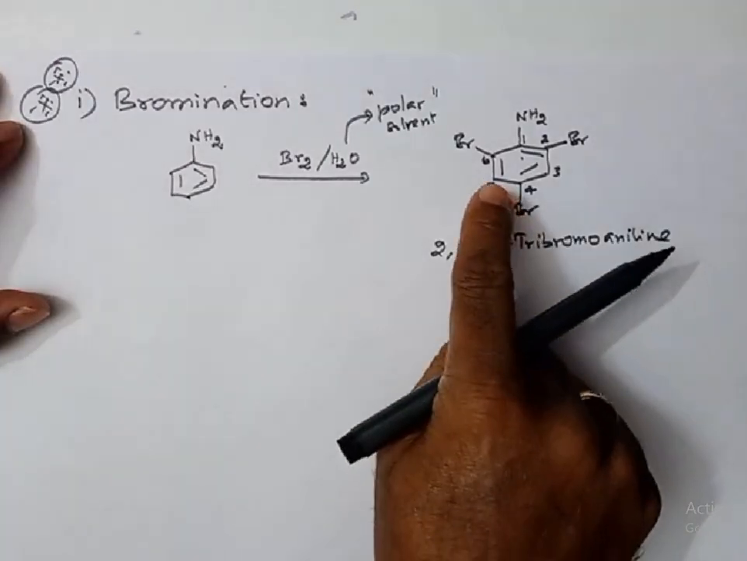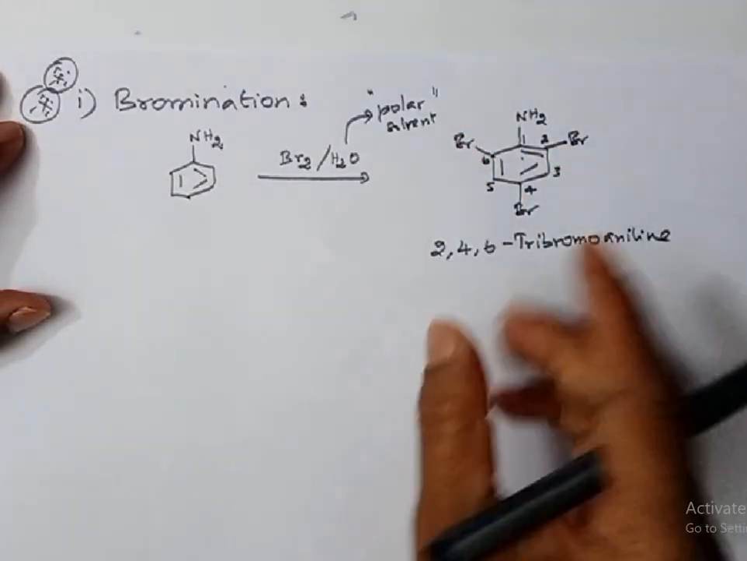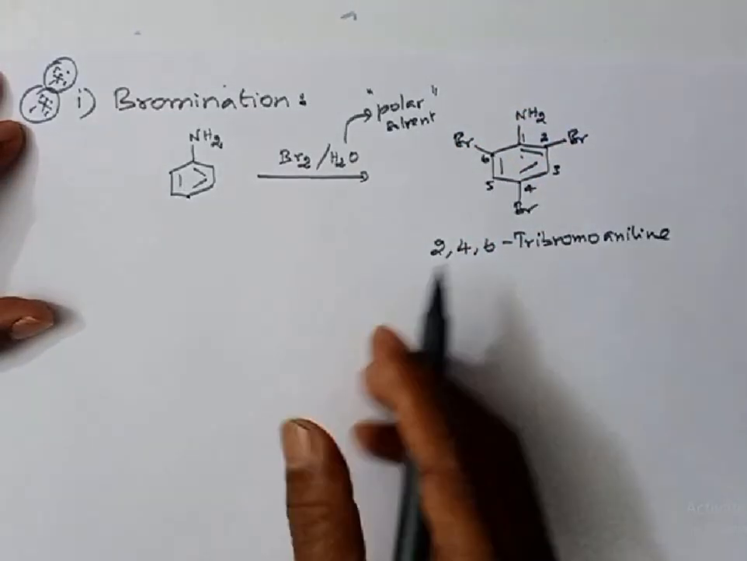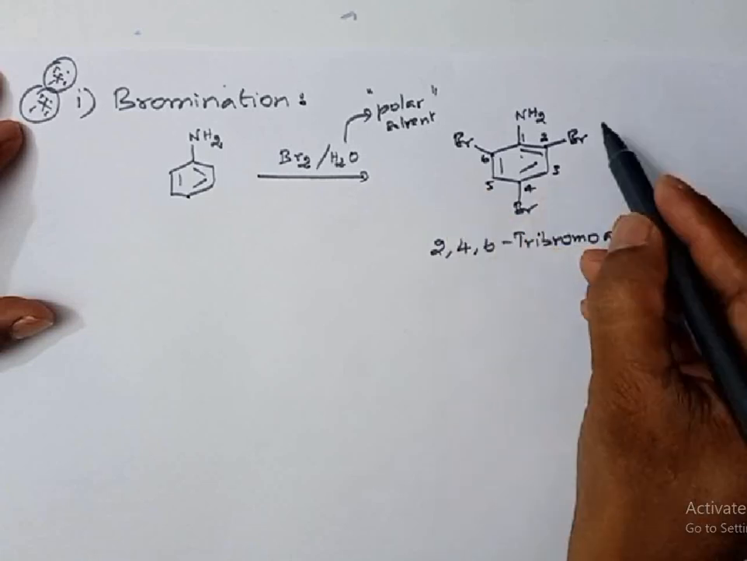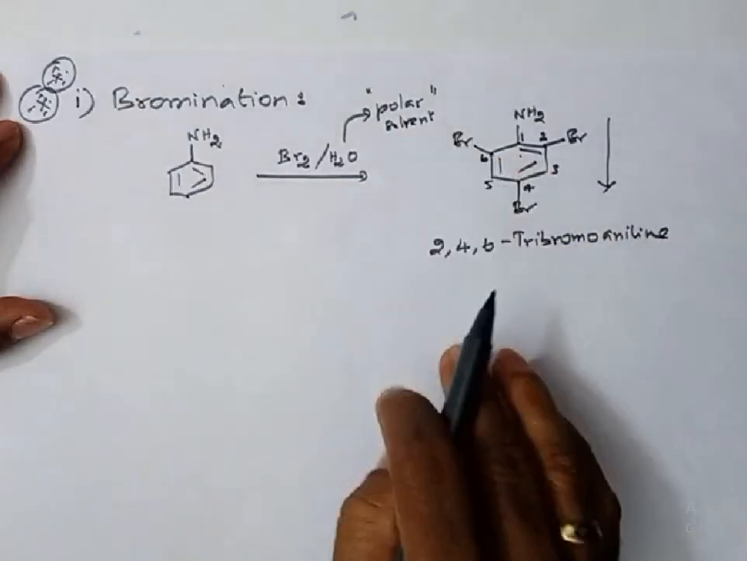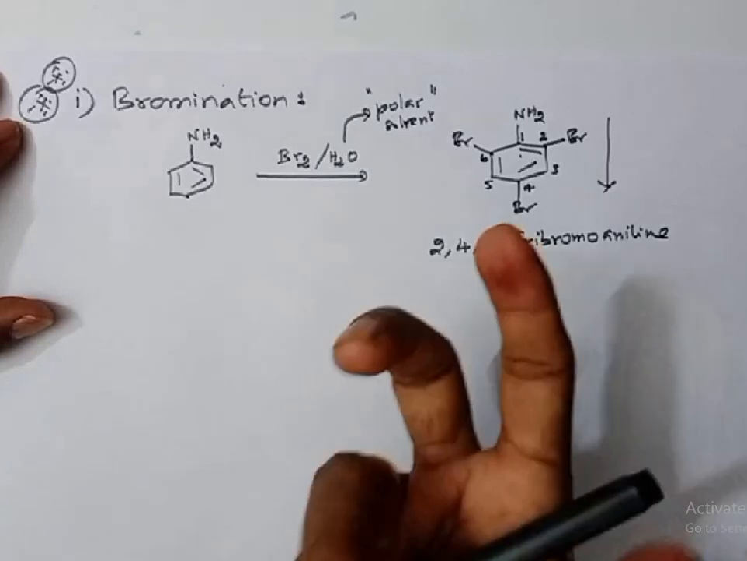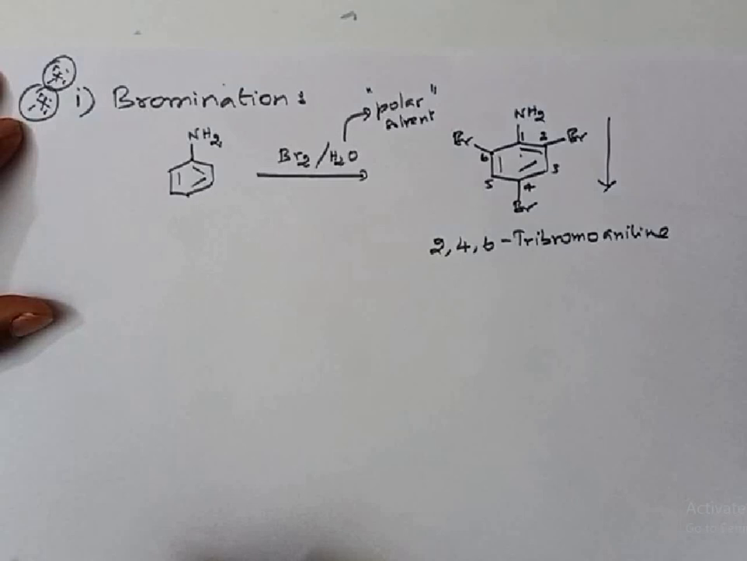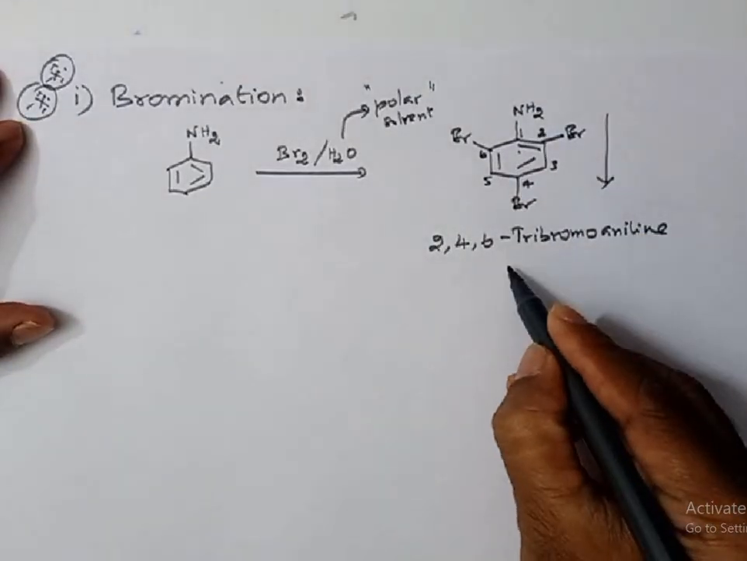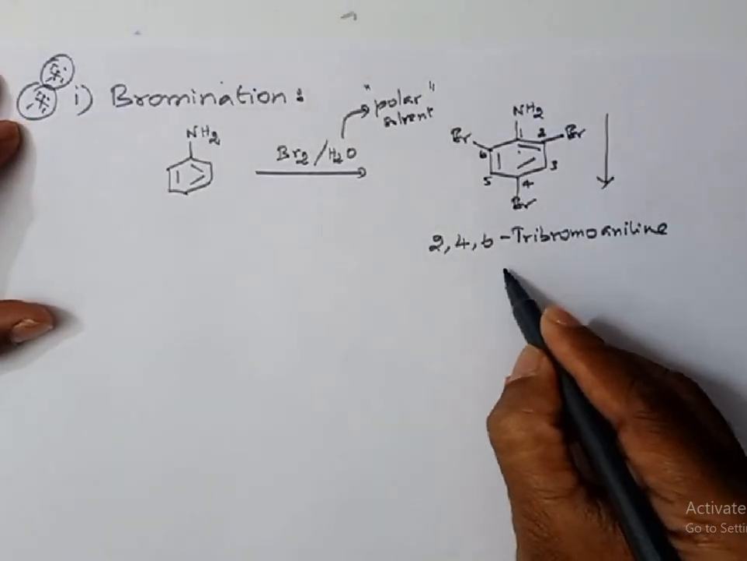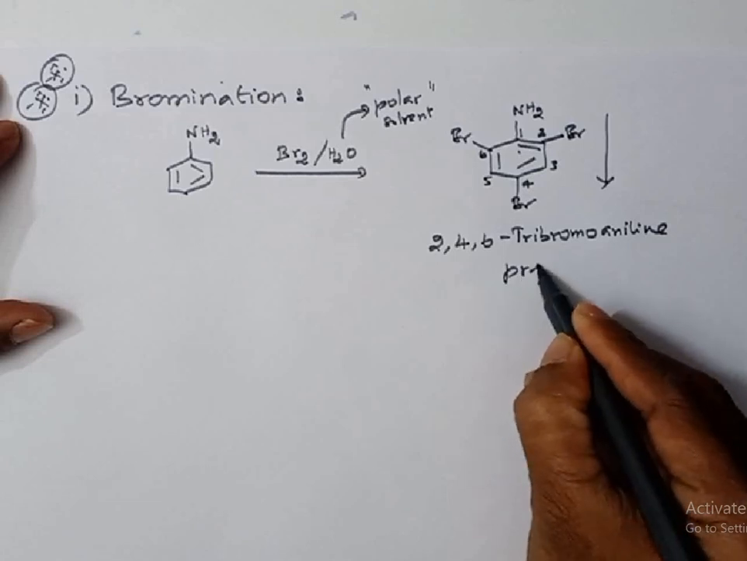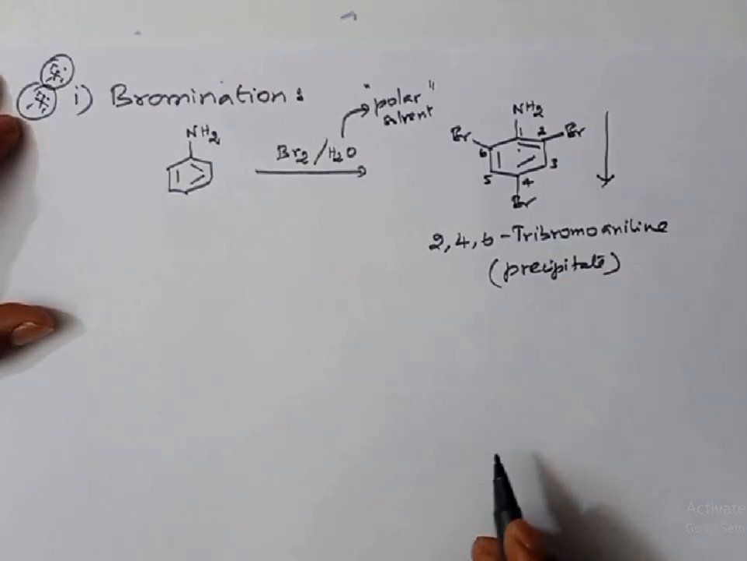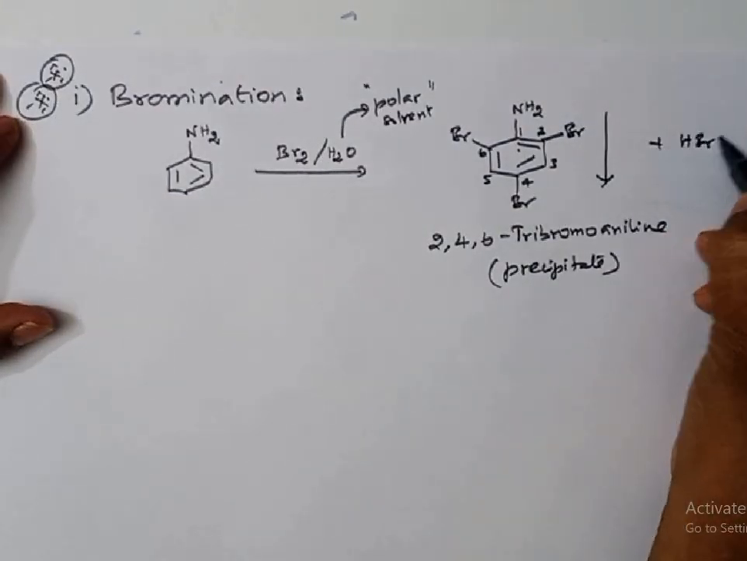Listen, students. After attaching 3 bromine atoms, this molecule becomes very heavy. The molecular weight becomes so high that this compound starts to precipitate. Because the molecular weight is heavy, it cannot exist in the solution phase. It will come down and form a white precipitate, plus HBr is removed.